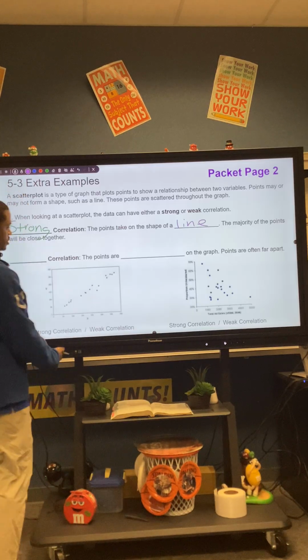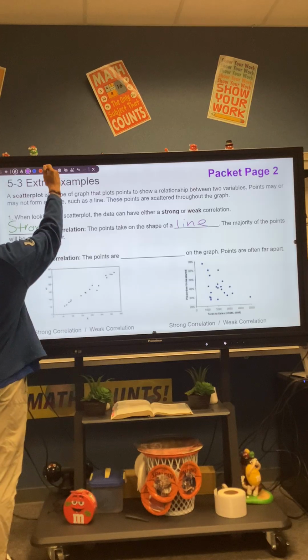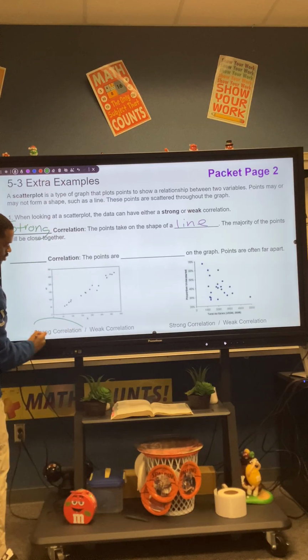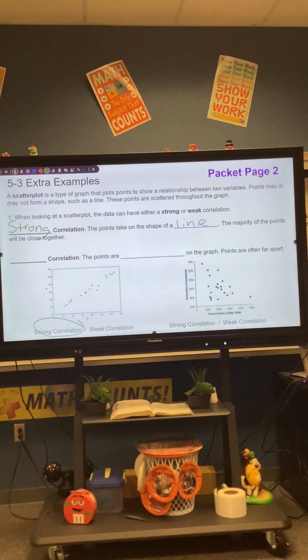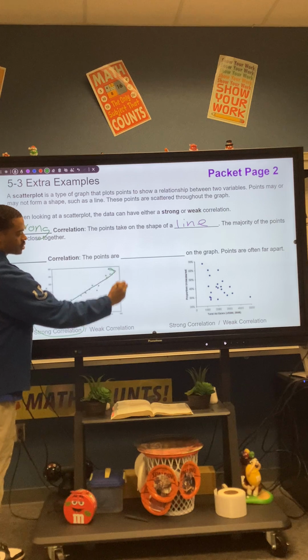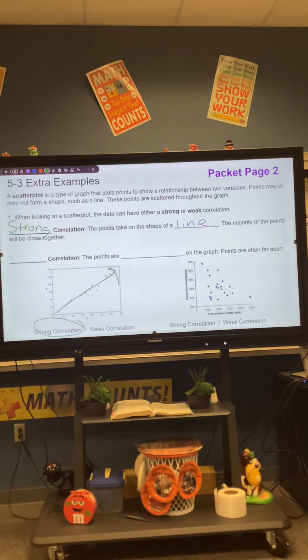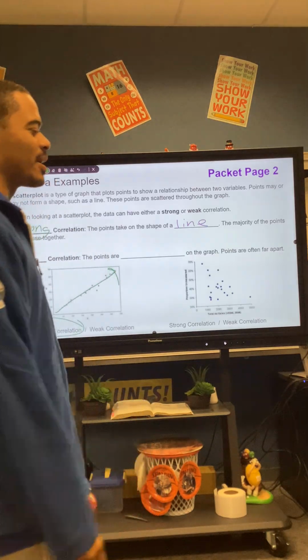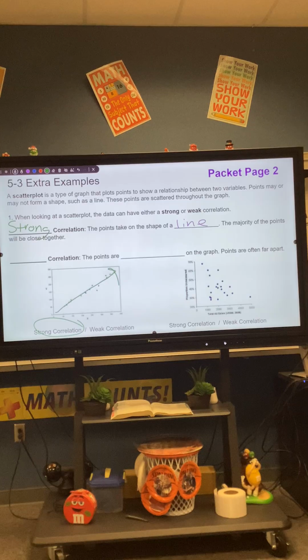As you can see in our example right here, this is an example of a strong correlation. We're not saying it's going to form a perfect line, but if you squint at it, you can kind of see a line being formed there. Like abstract art, you gotta squint at it. It's there. You can see a line being formed.